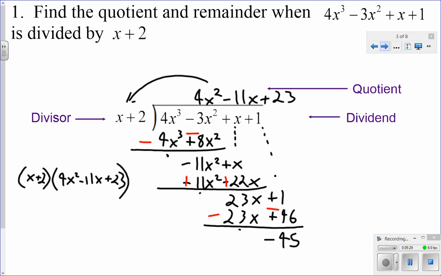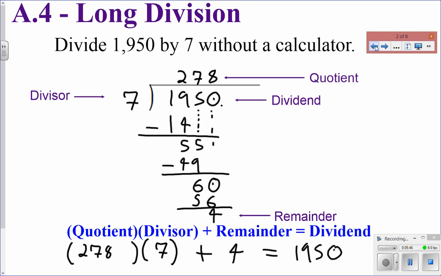And then I can minus 45. That is equal to 4x cubed minus 3x squared plus x plus 1, and we can have it there. Very similar to how we did it here with our quotient times our divisor plus our remainder equals our dividend.